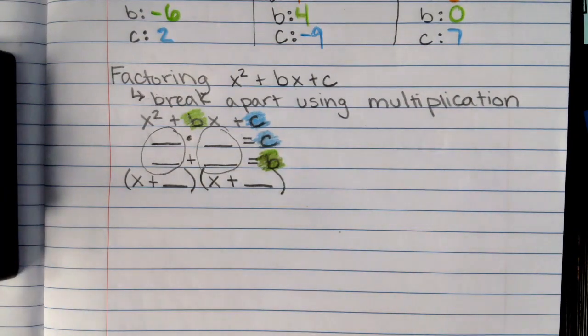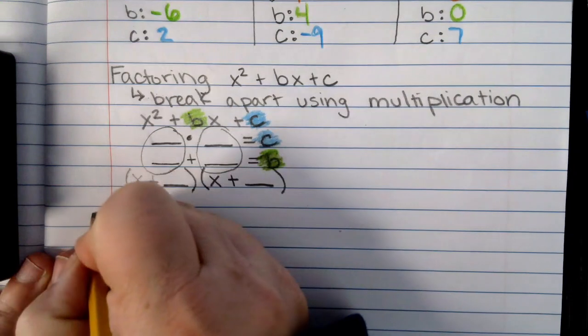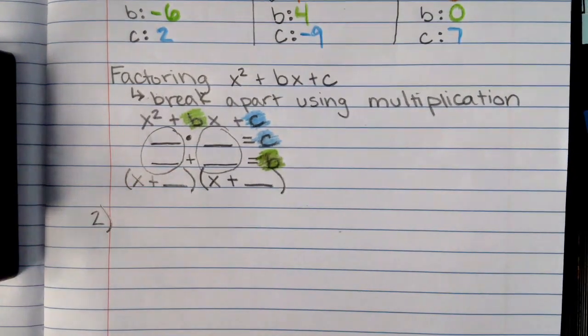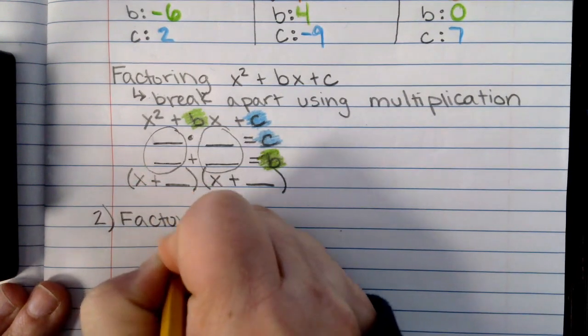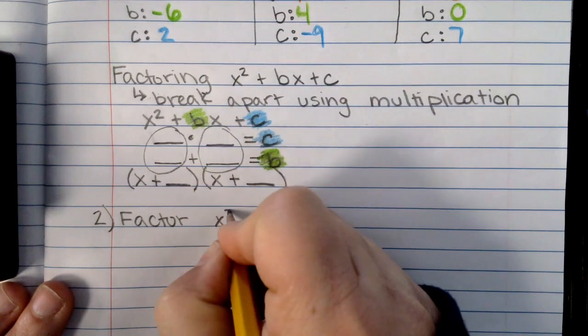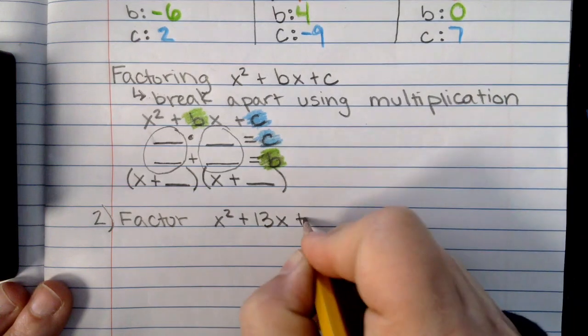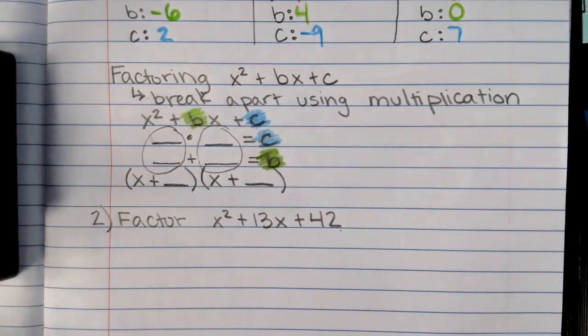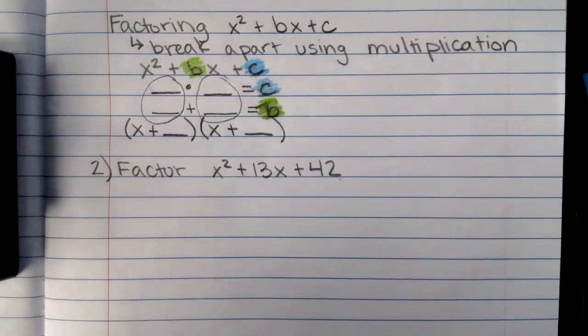So this is actually example number 2 for today. We are going to factor the quadratic x squared plus 13x plus 42. So we have to write two equations to solve here. We're going to have that multiplying equation, and we're going to have an adding equation.